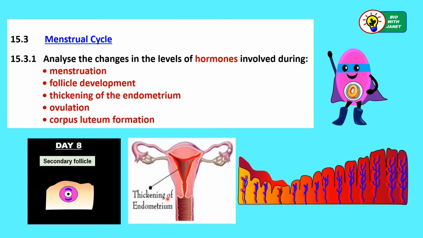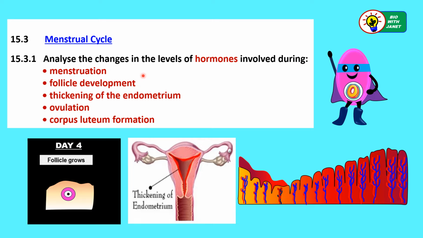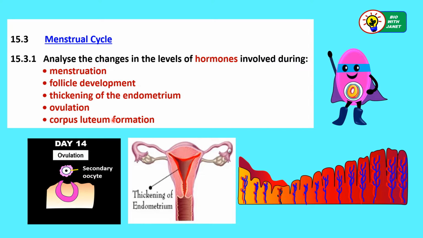The learning standards for this lesson are as follows. 15.3, the menstrual cycle. So after this video, we should be able to analyze and explain the changes in the levels of hormones involved during menstruation, then follicle development, the thickening of the endometrium in the uterus, ovulation, which is the release of the ovum from the Graafian follicle into the fallopian tube, and then the corpus luteum formation.